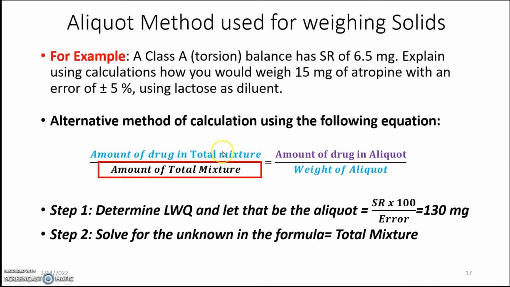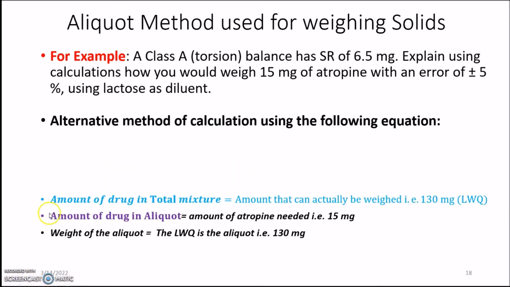How do we know the total amount of drug in the mixture? Because that is going to be the aliquot. The aliquot is going to be the least weighable quantity. So let's see. The amount of drug in the total mixture, the amount that can actually be weighed, is 130 milligrams. The amount of drug in the aliquot, that is the amount that you're going to remove from the total mixture that you're going to be making in order to weigh what you want, is going to be 15 milligrams.